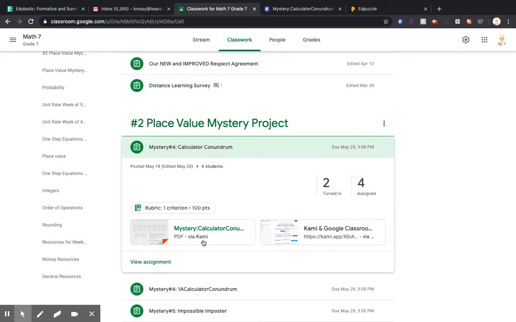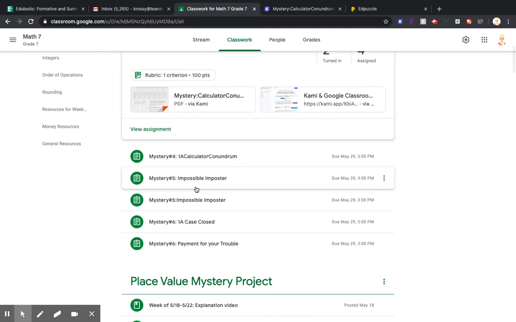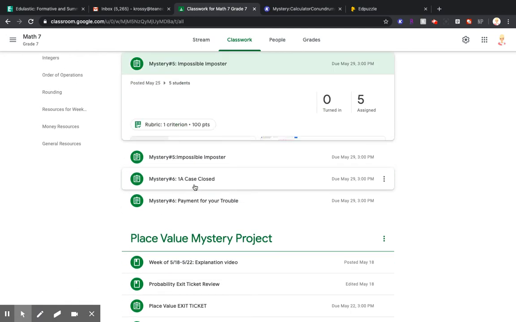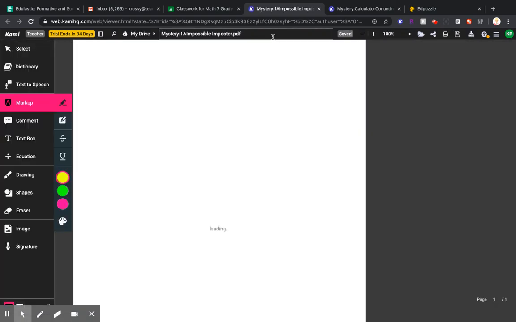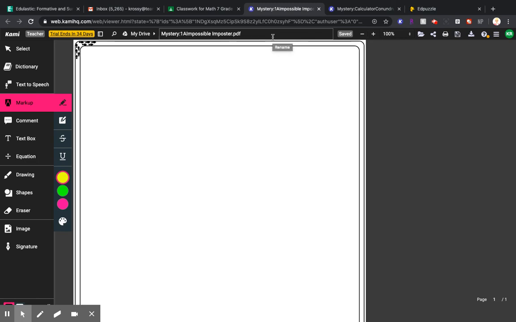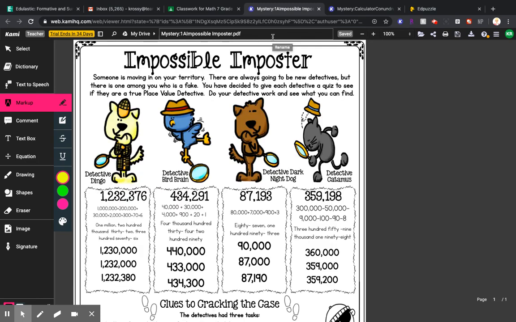and we have impossible imposter. Go ahead and click on it. You're going to open it with Kami. Again, there's instructions for every assignment that's posted through Kami. You have instructions with it as well. So if you have any questions about how to submit it or how to put a text box or how to use the equation symbols, you can go ahead and watch those videos, okay?